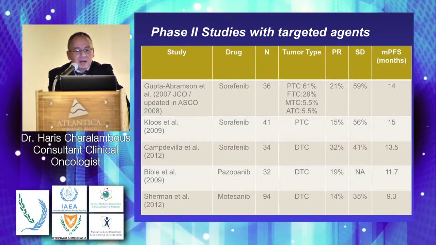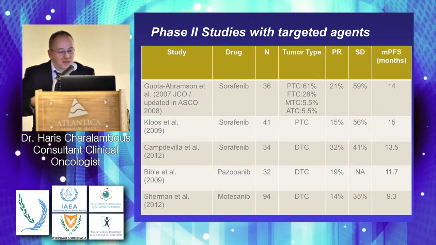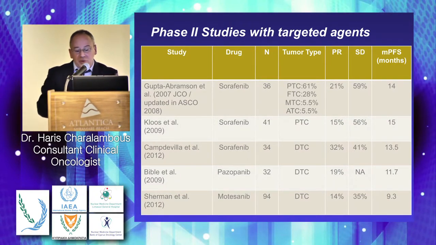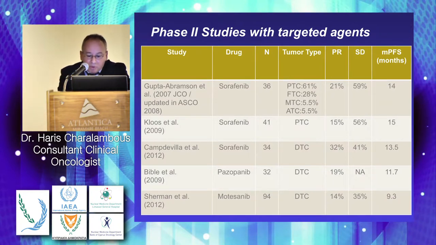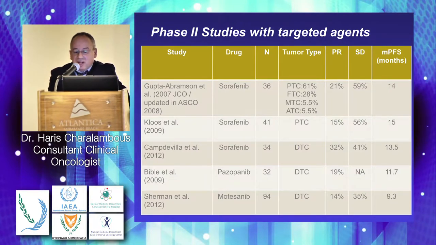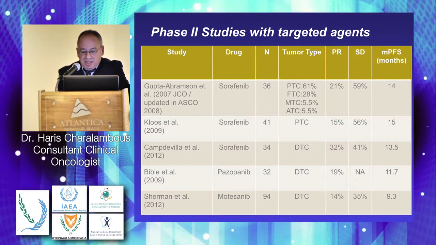So this is some of the phase two studies. I think there are 18 studies, but I'll just go through this to show roughly what you see. There are small numbers of patients to start with. You would have patients with differentiated thyroid cancer, with medullary, sometimes even anaplastic. And roughly what you see in the third column from the right is about a 15 to 30% response rate, stable disease up to 50 or 60%, and a median PFS around 12 months.